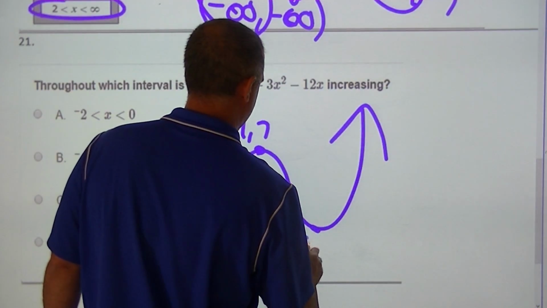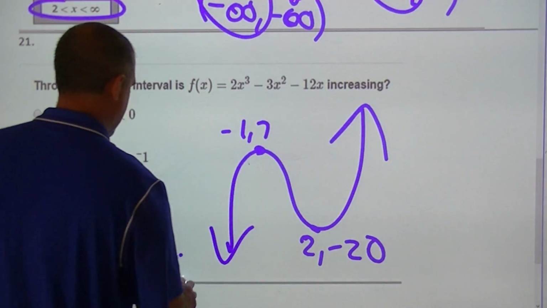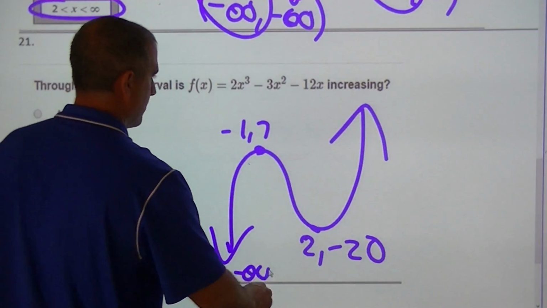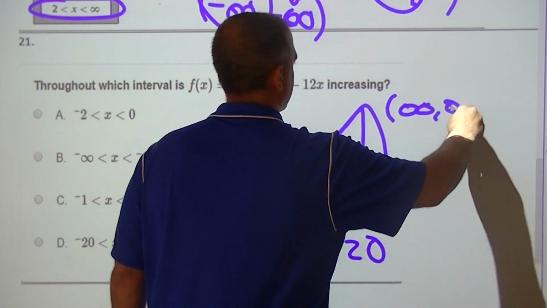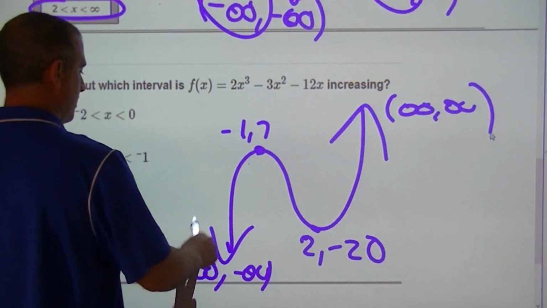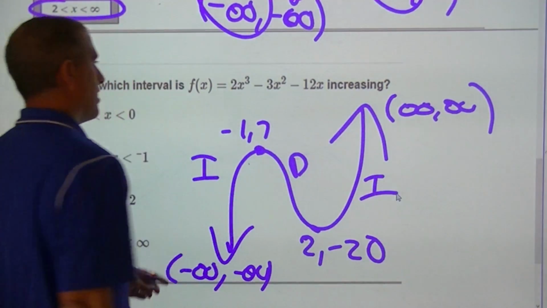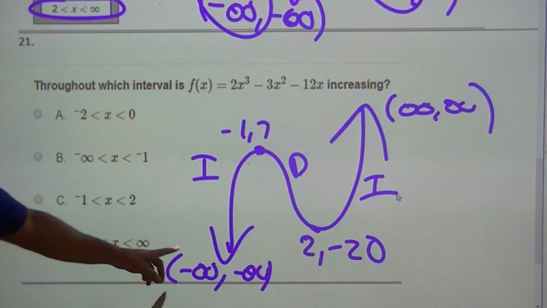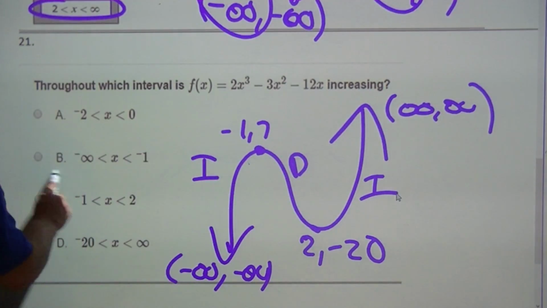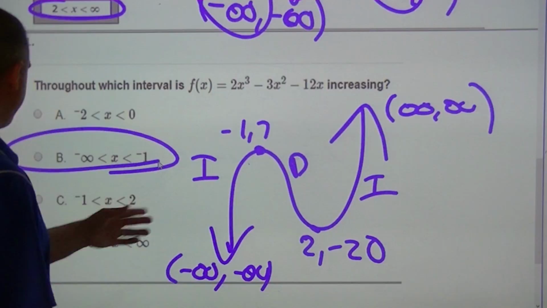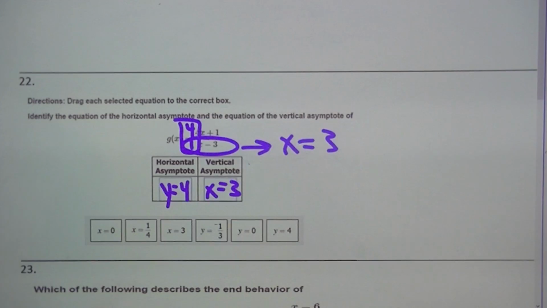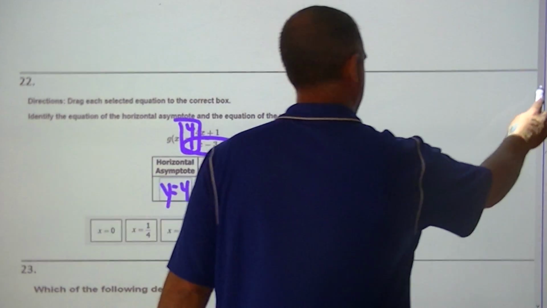2 to negative 20. Okay? This would be negative infinity, negative, positive, positive. Okay? So this would be increase again, decrease, increase. Okay? It's only increase, so it's going to increase from negative infinity to negative 1, which would be this answer. The other one would have been 2 to infinity, but that's not a choice. All right, 22 has been finished.